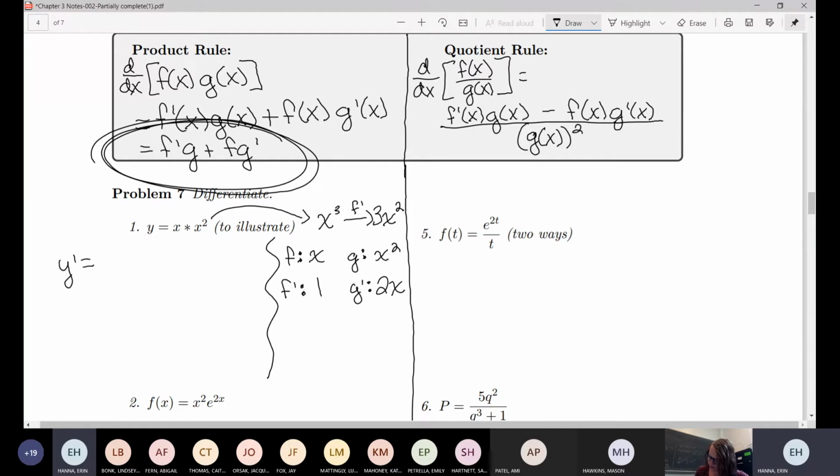So my derivative would be 1 times x squared. So I'll write it out in full generality, even though I would just write x squared. And then x times 2x.